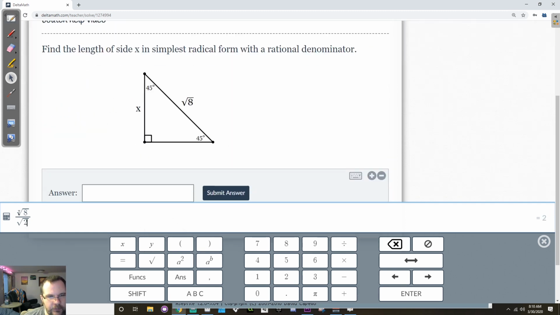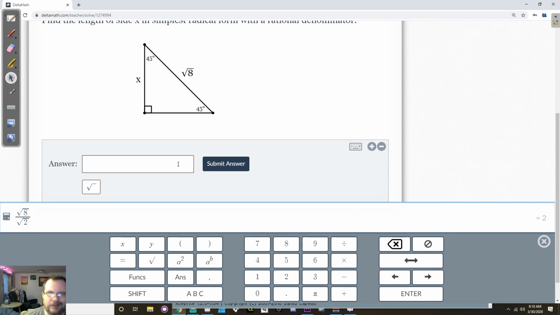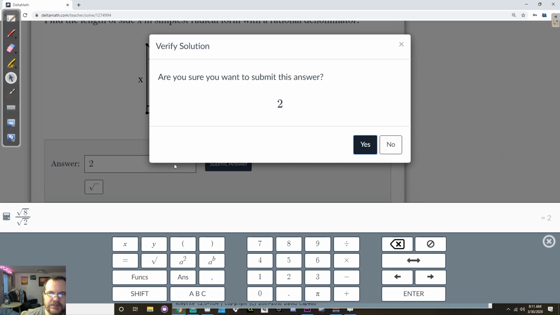So the only one on your assignment that's like this, you just have to divide by the square root of 2 and you'll get a nice, neat answer. We'll talk about rationalizing denominators soonish. So anyway, the answer is 2.